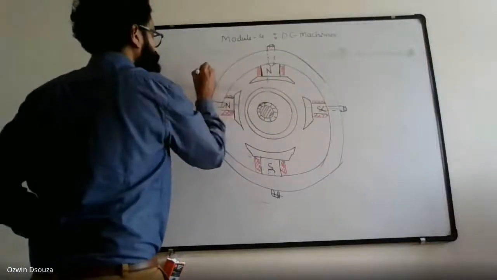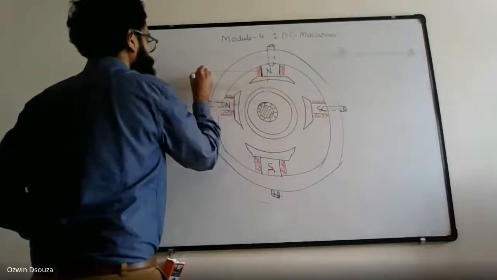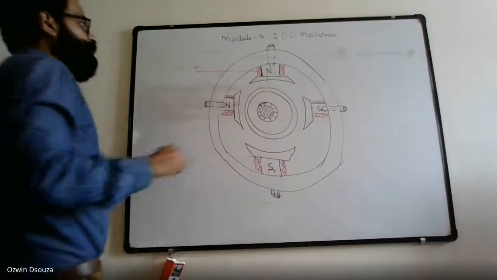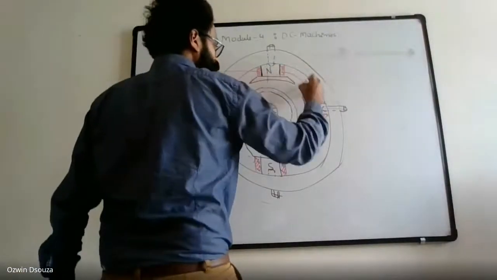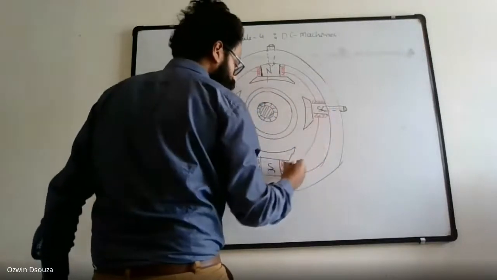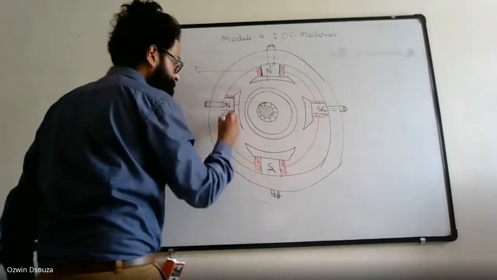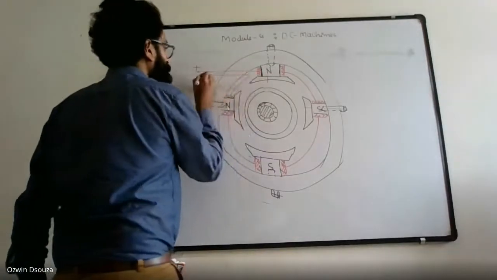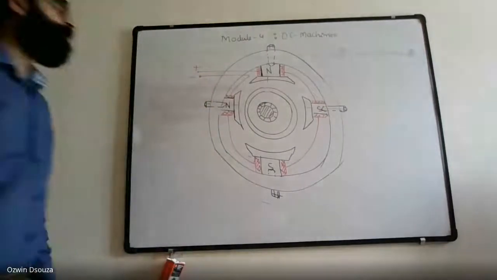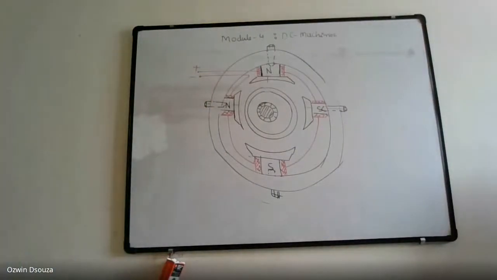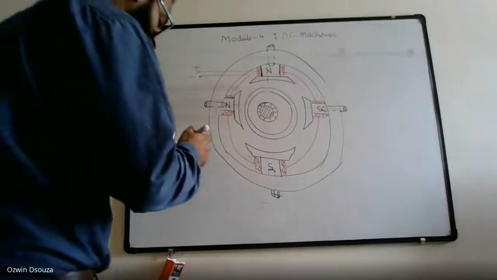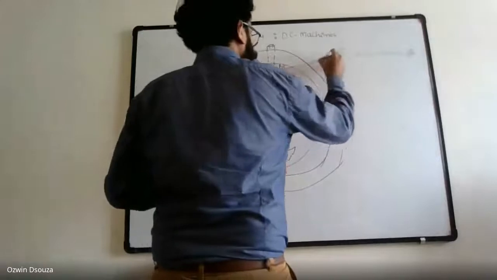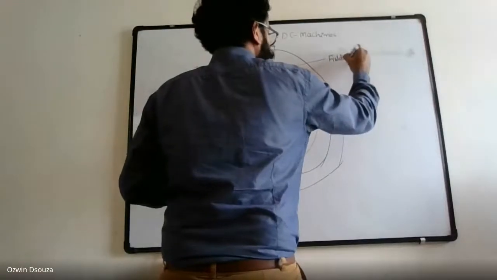Okay. So let's say this is the positive terminal. Okay. And this is in turn connected to the other pole. And you will have the negative terminal here. So this is your field winding. The red ones are field winding. Okay. Now, let us mark. So this is your field winding.